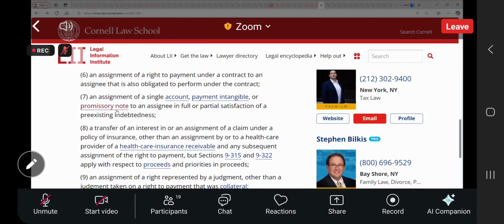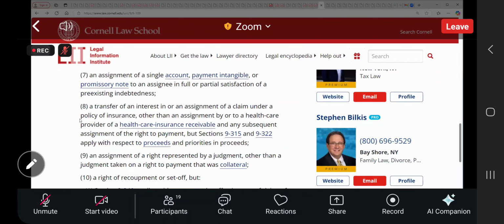Okay, so we do not want to fall underneath these terms, but I'm going to show you something. Look at this: a transfer of interest in or an assignment of a claim under a policy of insurance. We don't want to do that. Not an insurance policy, other than an assignment by or to a healthcare provider of a healthcare insurance receivable, right? Any subsequent assignment of the right to payment. But Section 315 and 322 apply with respect to proceeds and the priority in proceeds.